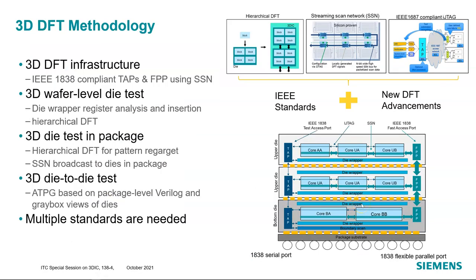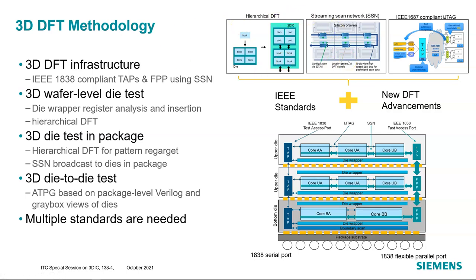The 3D IC DFT methodologies consist of four categories: DFT infrastructure, wafer-level die test, in-package test, and die-to-die test. Building a robust 3D IC DFT solution does not start from scratch. There are existing technologies providing a solid foundation for 3D IC DFT. Hierarchical DFT is scalable and extends to cover 3D IC very well, since 3D IC adds another layer of hierarchy.